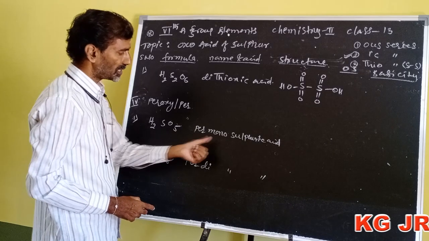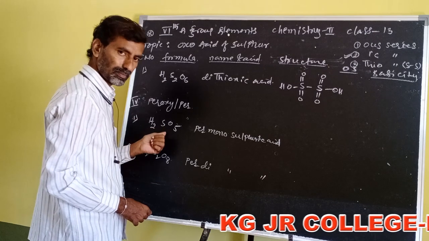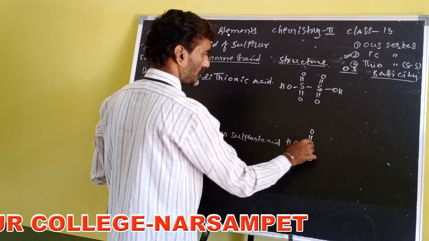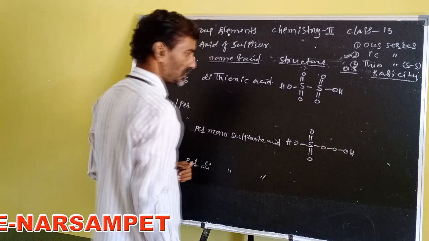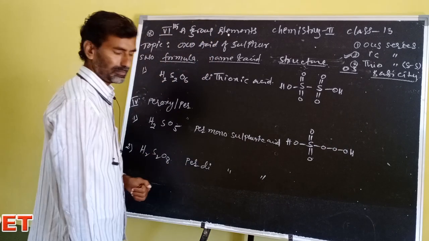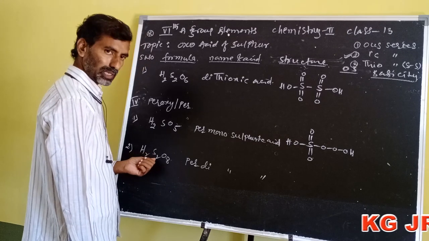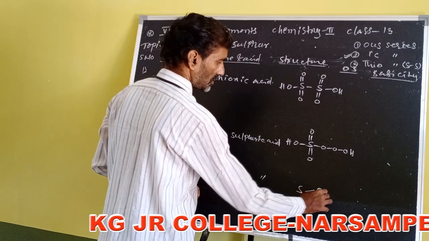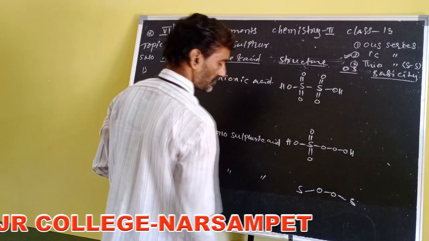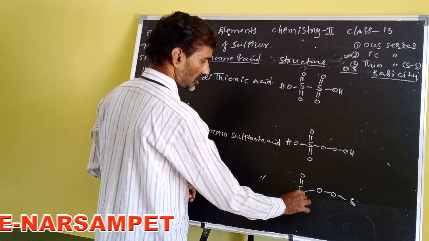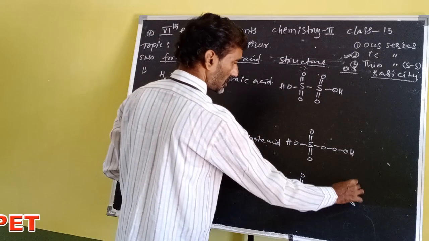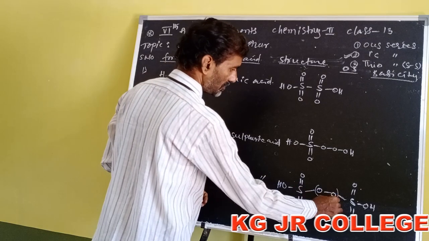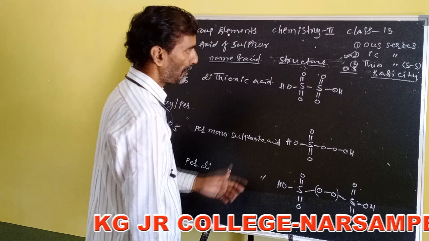Next, peroxy series of acids, H2SO5. Peroxy monosulfuric acid or per monosulfuric acid. The center atom is sulfur. S double bond O, bond OH. Okay, students. Next, H2S2O8. Here, two sulfur atoms attach with two oxygen atoms, oxygen and sulfur. Here, double bond O, double bond O, bond OH. Double bond O, double bond O, OH. So it is a peroxy bond. The O-O bond is called peroxy.